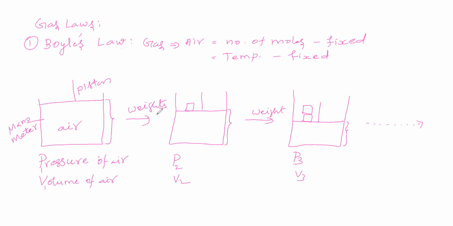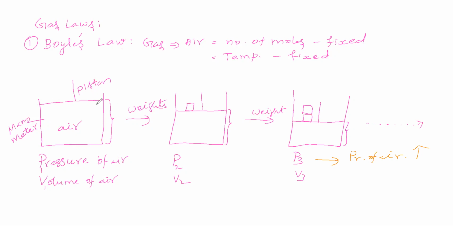You see P1. Weight is placed, so P2. Still more weight is placed, so P3. So on this side, what happened to the pressure of air? Pressure of air increased, isn't it? Then the volume of air you will see. From here to here is called the volume of air.